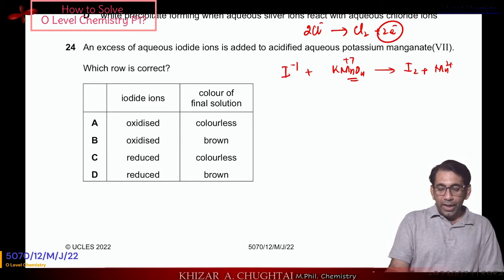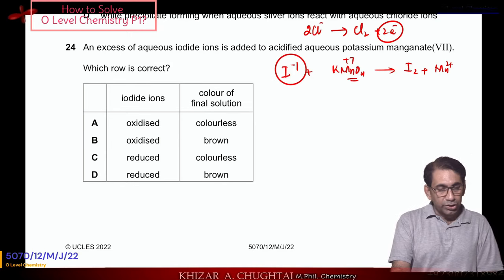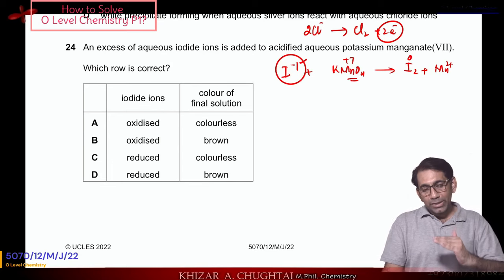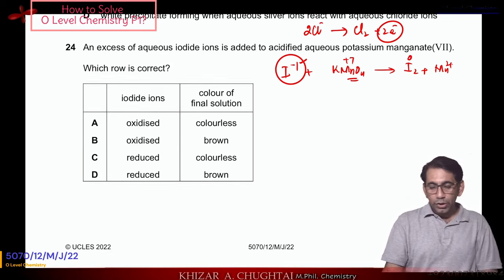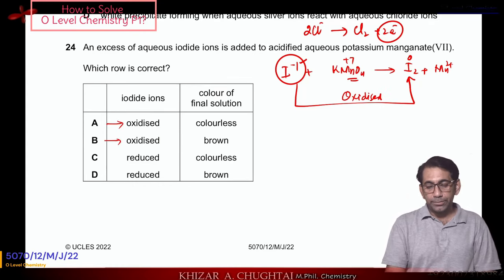Now, what is happening to this iodide ion? Initially, its oxidation number is -1. Finally, it's 0. It means its oxidation number is increasing. So here is the oxidation. It has been oxidized. So either A or B is the correct option.